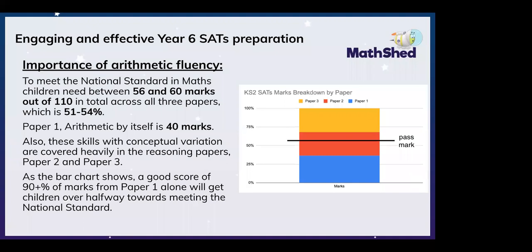If you focus primarily on arithmetic fluency, obviously with conceptualization, having children know what it means to add, subtract, multiply and divide, not just being column addition and subtraction calculators, it really does form the foundation and the keystone in them achieving SAT success. Because it's paper 1, get a good score on that, and then quite a lot of the marks in papers 2 and 3 are applied fluency too. So that's what that chart shows.